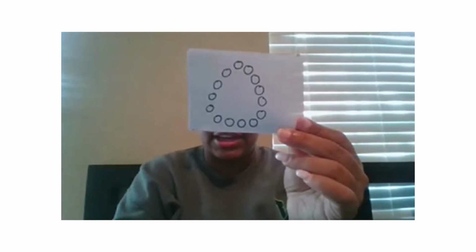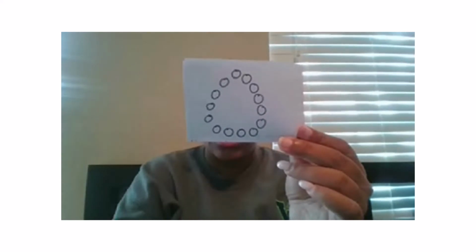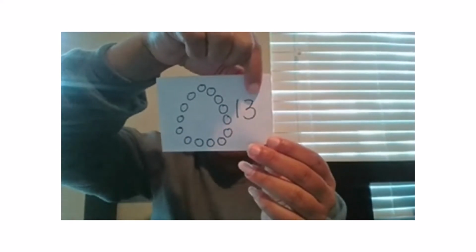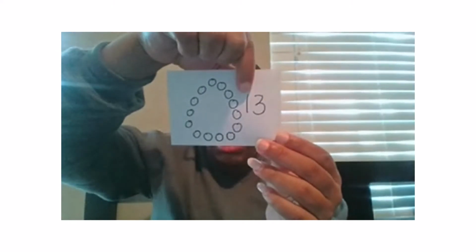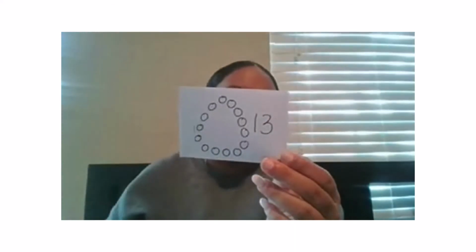And then last one. Count it. This one's a little bit trickier. You have 10 more seconds left to count. 5, 4, 3, 2, 1. How many circles do you see? 13. Great job. 13 looks like this. For 13, how many tens do you have? You have 1 ten. How many ones do you have? You have 3 ones. So 1 ten, 3 ones makes 13.